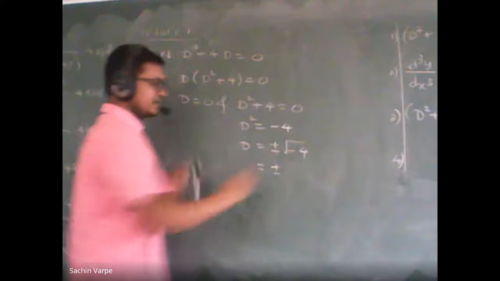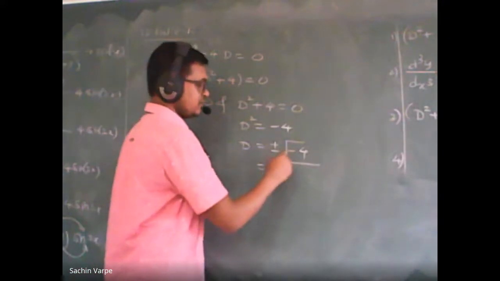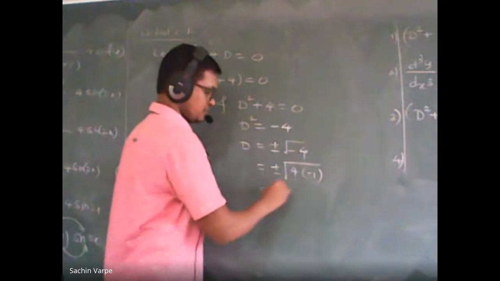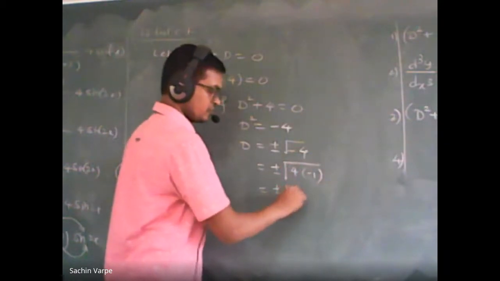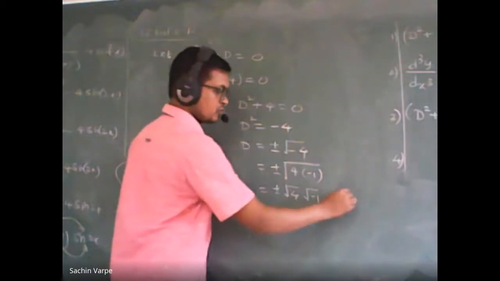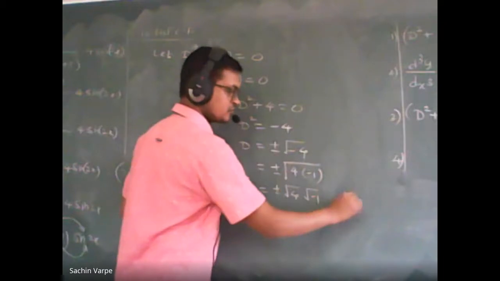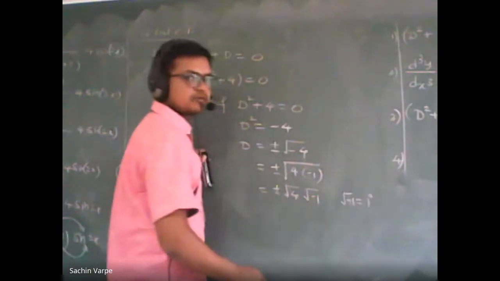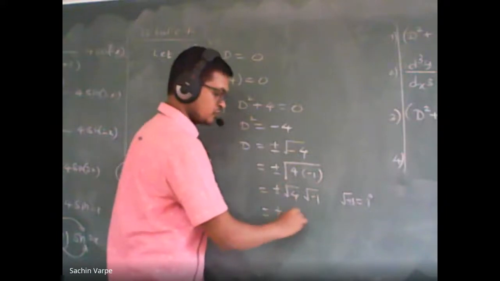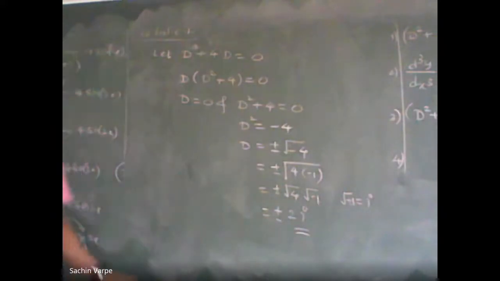I'm writing in detail because most of the students are still confused about root of minus 4. So 4 into minus 1, that is plus minus root 4 into root of minus 1. But as we know, root of minus 1 is i, iota. So that is why I can write, and root of 4 is 2. So plus minus 2i are the roots, complex roots.